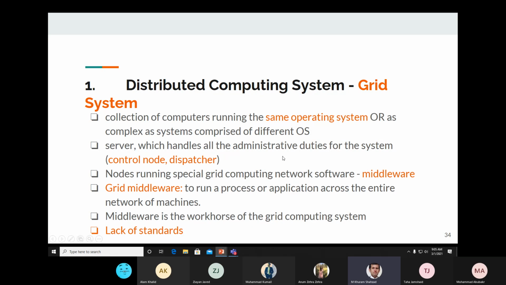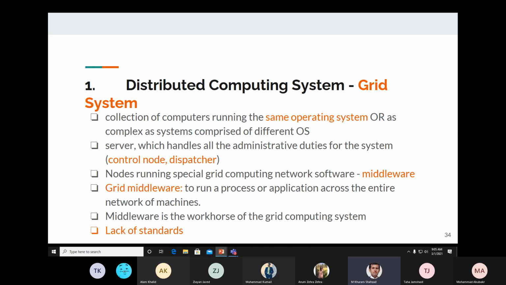which handle all the administrative duties for the system. That system or computer is called a control node or controller, or sometimes we can also call this a dispatcher. Nodes are running special computing networks, and that is middleware. So nodes should also have the middleware operating system installed on them. Whenever you hear about middleware, this is the middleware operating system.